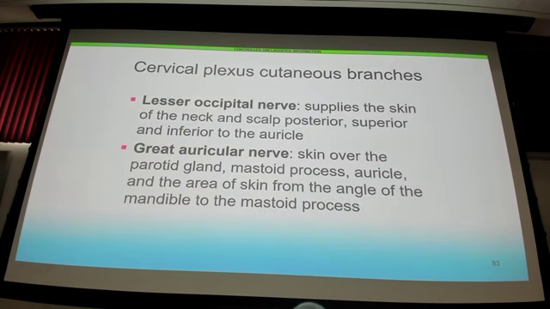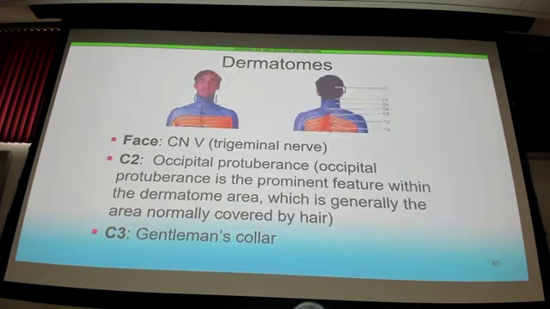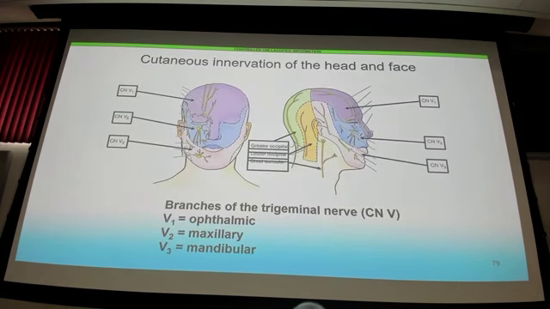Two other things that come off of the cervical plexus help explain the backside of our earlier diagram: the lesser occipital nerve, the greater occipital nerve, and the greater auricular nerve. I'm going to back up so we can look at this. It goes back to this picture.